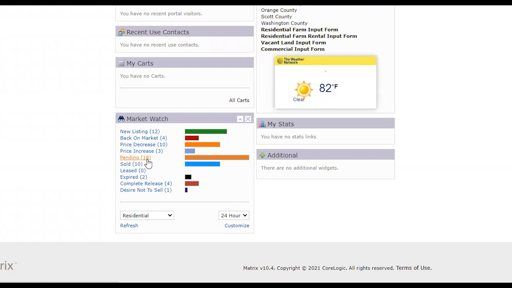So I'm curious to see over the next few weeks when we do these videos how this trend goes. And then 10 actually closed. In the last 24 hours, two expired and there were four releases. So guys, there is inventory. You've got to be quick. You've got to have a good agent out there shopping and looking for these as soon as they hit the market.